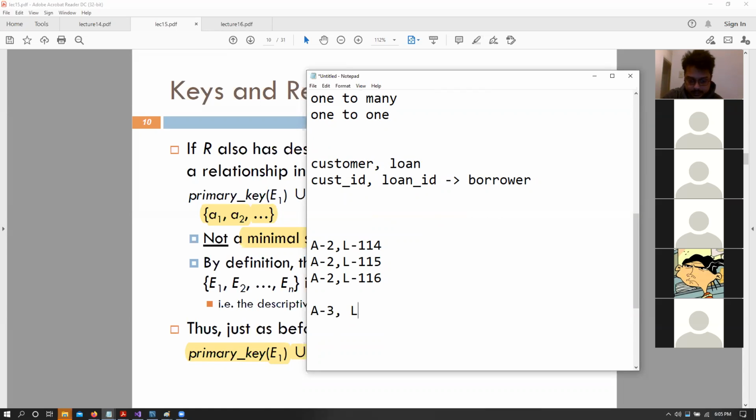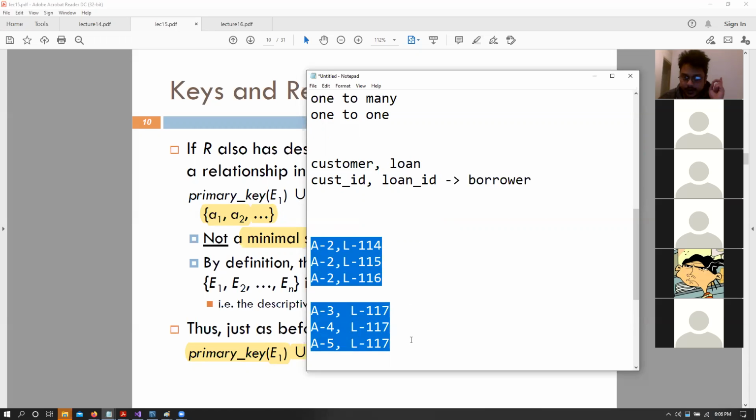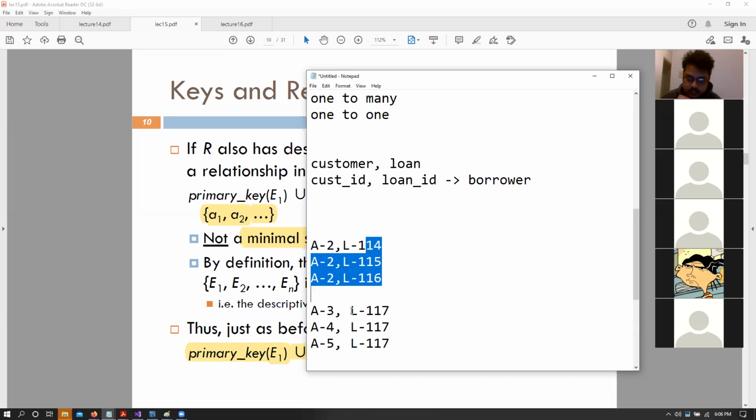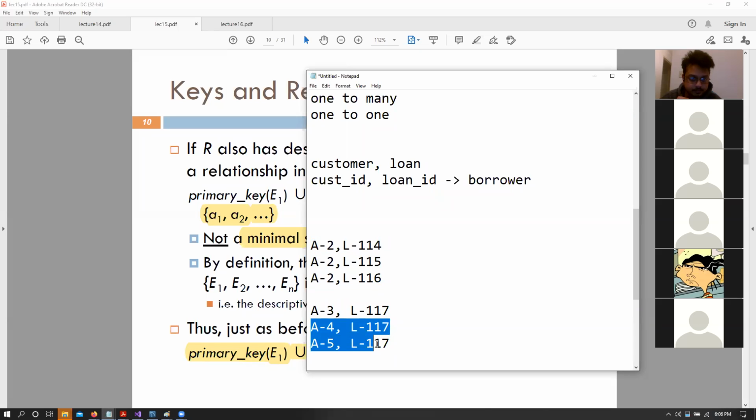So A3 can be held by, let's say, L117. A4 can be held by L117 and A5 can be held by L117, right? So if both of these are my primary keys for borrower, then all of these are correct, right? Do you guys agree? All of these are legitimate primary keys. There are no duplicates. So isn't this a many-to-many? A single customer can have multiple loans. A single loan can have multiple customers.